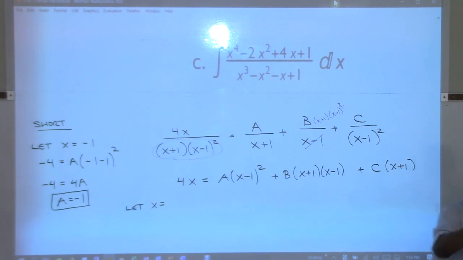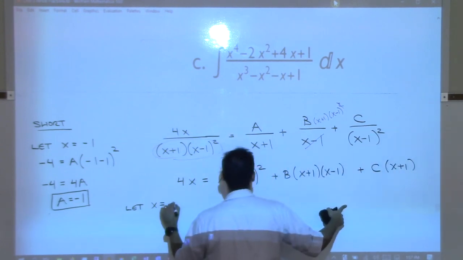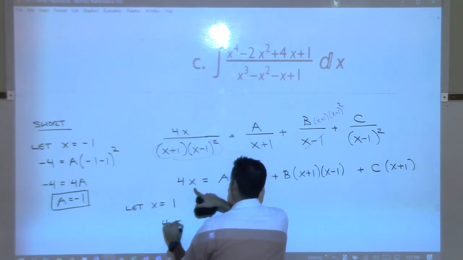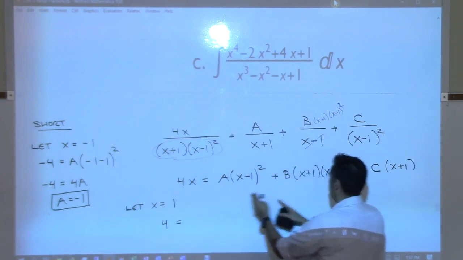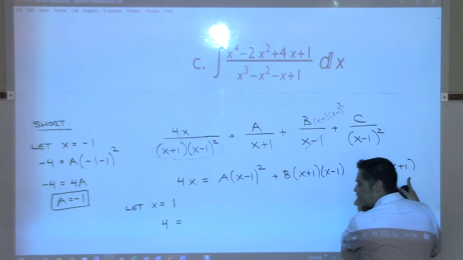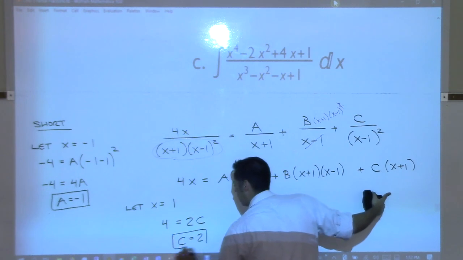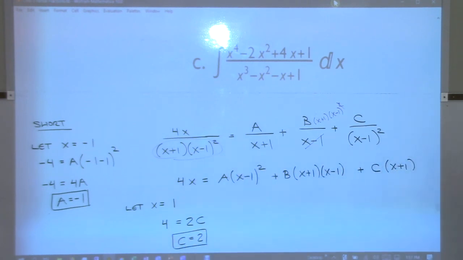Adam suggested this earlier: is it possible for us to use the short method and then wind up needing to do the long method? This is kind of that case. We're going to do the short method to get as much information as we can, and then we might wind up having to do the longer method. So let x be +1. Then this turns into 4 equals, we know this is gone, and this is going to become just 2c. So c is 2. We've got 2 of the 3 variables.